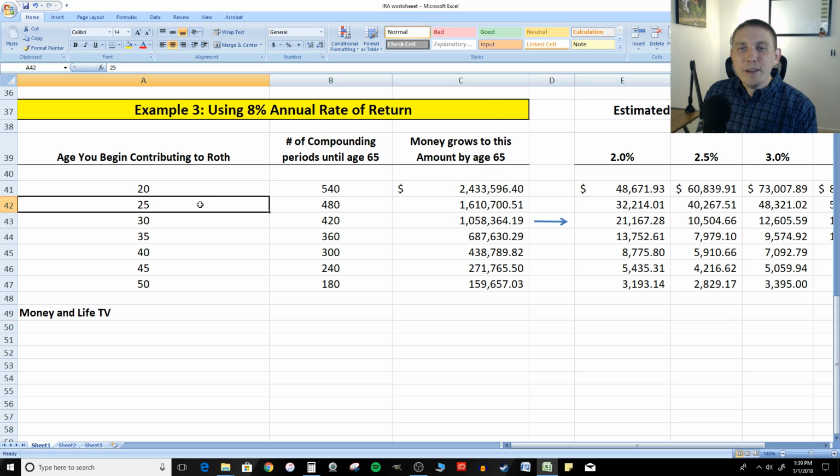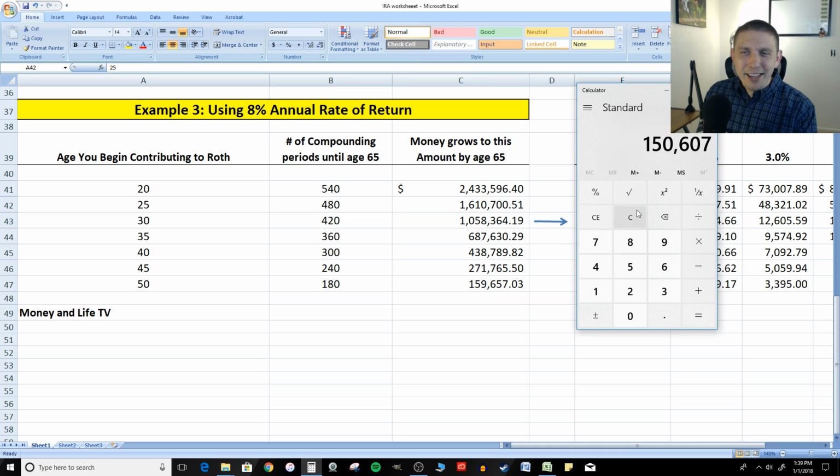If you started at age 25, now this I want to point out to you. You'll notice as the annual percentage average rate of return increases, so does the magnification of the difference in time. So let me show you what I mean, because what I just said probably didn't make sense. If you started at age 20, you would have $2,433,096, minus, if you had just waited 5 more years to start doing this, $1,610,700. A 5-year difference.